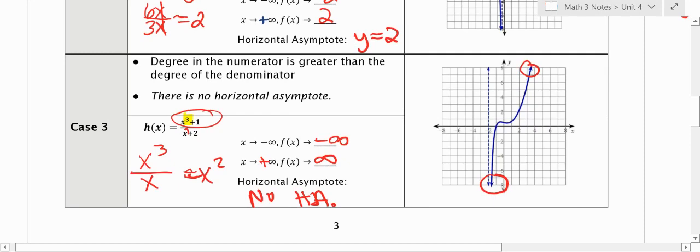Right? So notice it's not getting closer to a value. This is the one that we kind of saw in the last unit. It's not tapering off at all. So we would say there's no horizontal asymptote, and that's if the degree on top is bigger than the degree on the bottom.